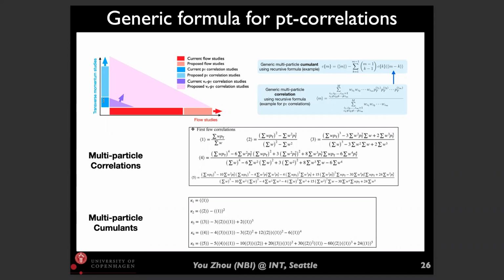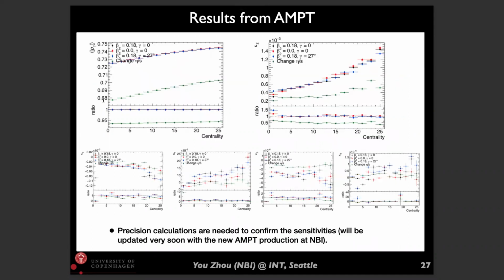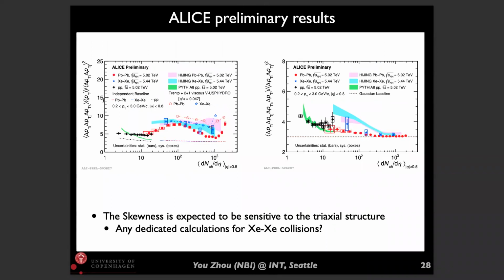So in principle, we can do such measurements at the LHC. And I just show you two examples. One is from AMPT calculations, again with different nuclear structure. But right now the uncertainty is very large because we have like a million events in total for minimum bias. But we do have the ALICE measurements already public for the ALICE preliminary results.